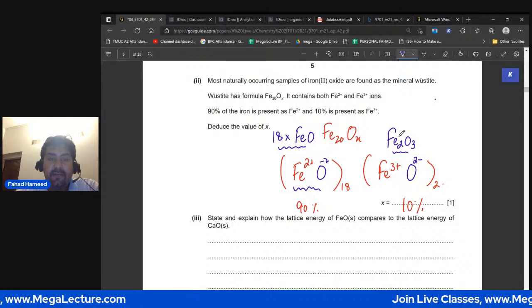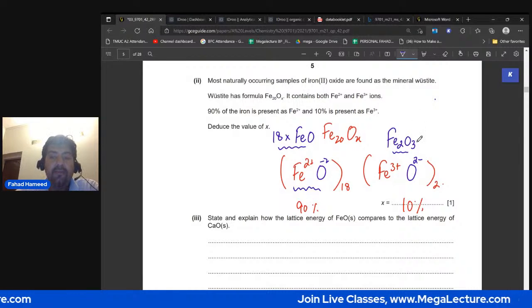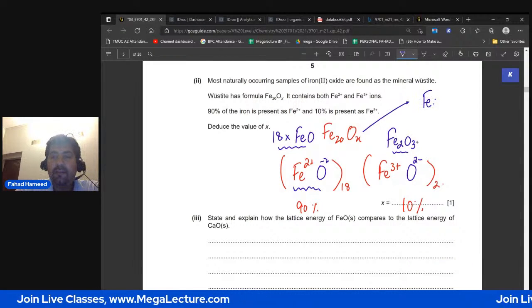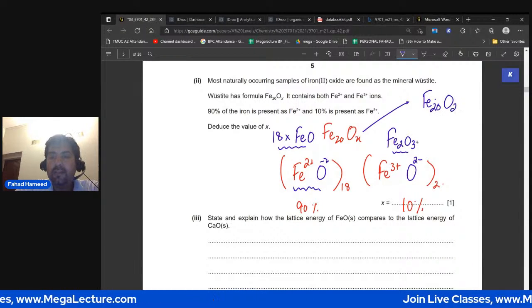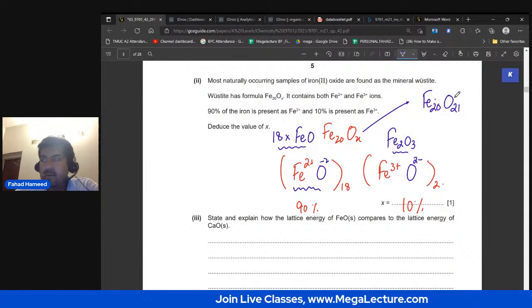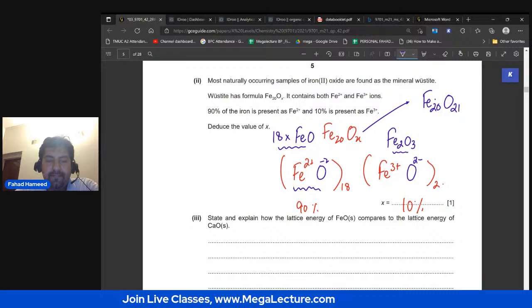So what is the total number of oxygens? That's 18 over here and 3 over here. So the number of oxygens is going to be 21. So this one is going to be Fe20 and O is going to be 21. That is what the formula is going to come out to be.